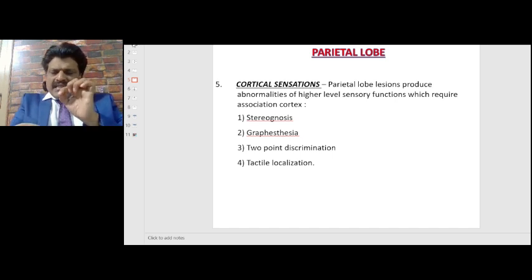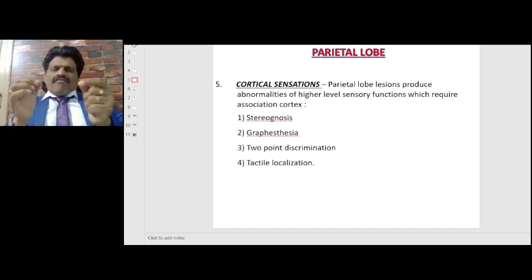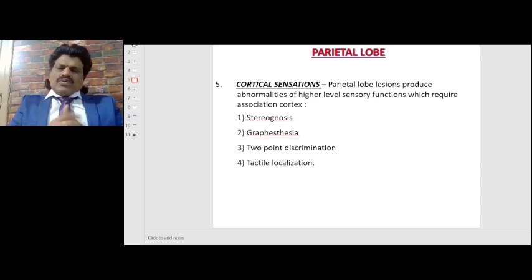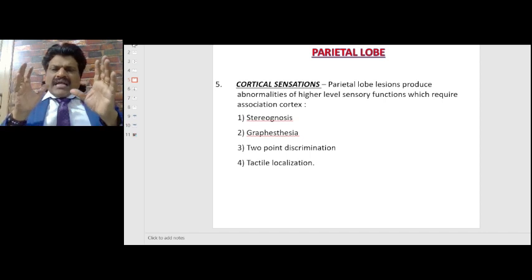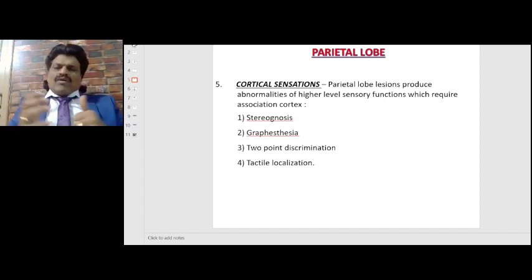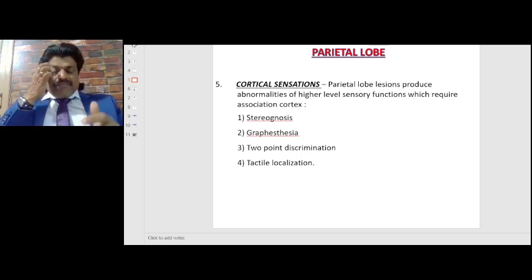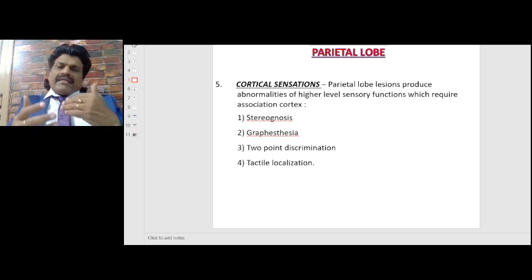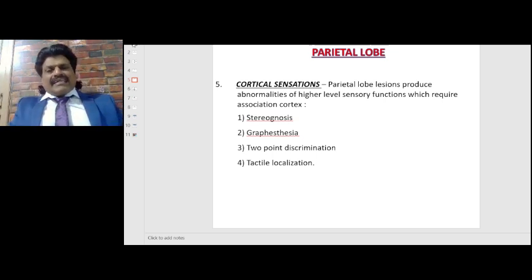Tactile localization. The precise localization of a given tactile impulse is known as tactile localization. So stereognosis, graphesthesia, 2-point discrimination, tactile localization, these are all the sensations perceived at the level of the parietal cortex, hence we call these the cortical sensations. But to test the cortical sensations, the primary sensations, namely touch, pain, position, joint, vibration sense, should be intact. If they are intact and if the parietal cortical sensations are absent, it implies that the parietal lobe is affected.